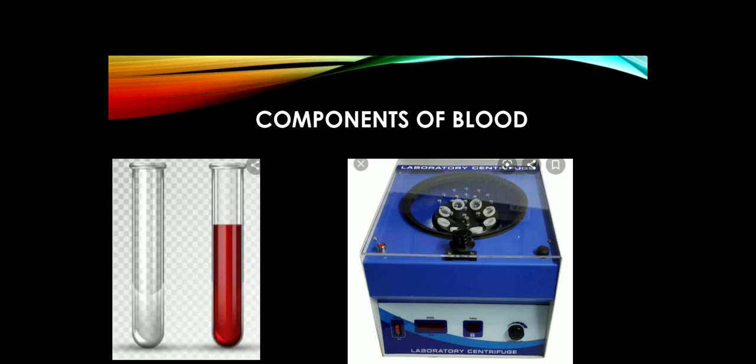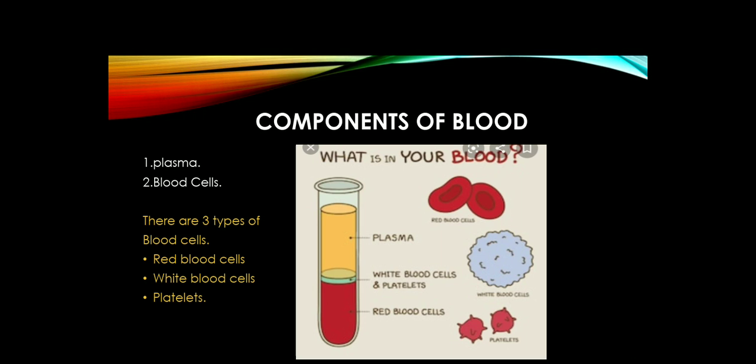Okay, after that the machine starts working and what will we find? In this slide we can see what we will find. First thing we will get is plasma. In the test tube you can see the upper part, the yellow part, that is plasma, and below the plasma there are the different blood cells. So what are the components of blood? Plasma and blood cells. There are 3 types of blood cells.